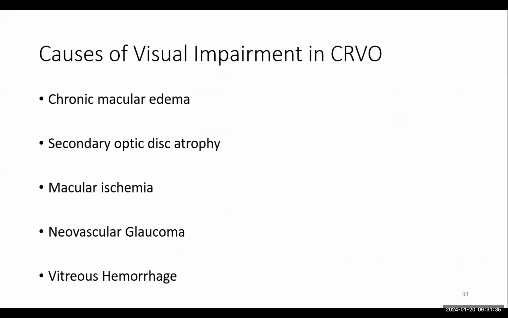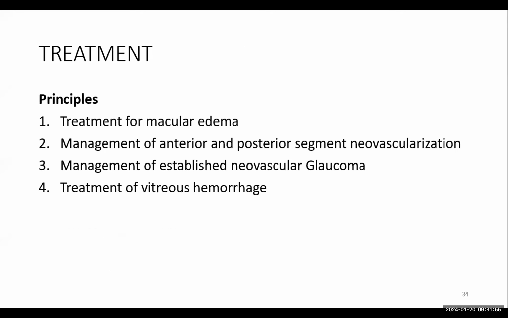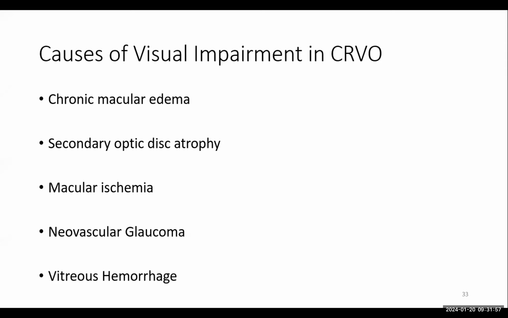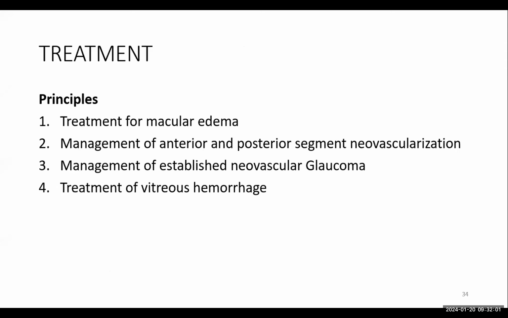So what are the causes of visual impairment in CRVO? Usually it is due to chronic macular edema, secondary optic disc atrophy, macular ischemia, neovascular glaucoma, vitreous hemorrhage. So these are the common causes of visual impairment in patients with retinal vein occlusion.